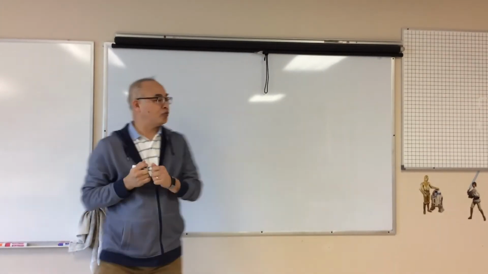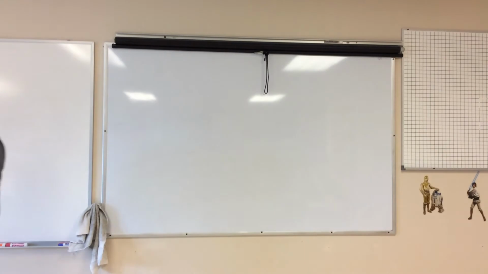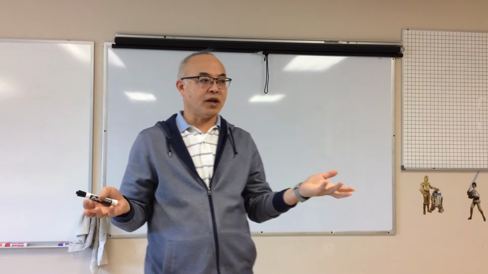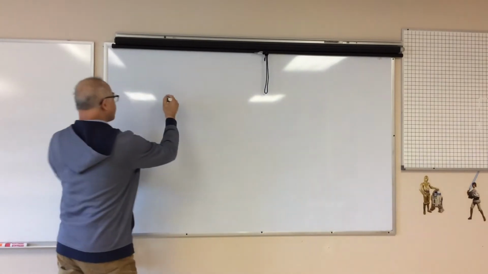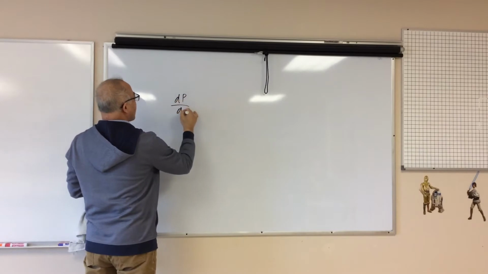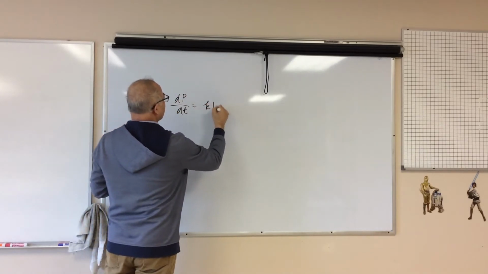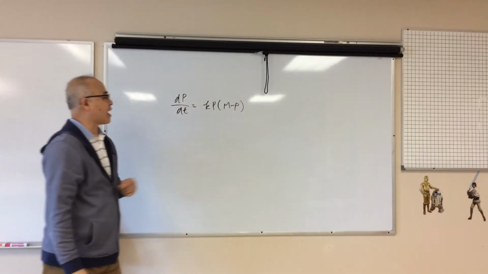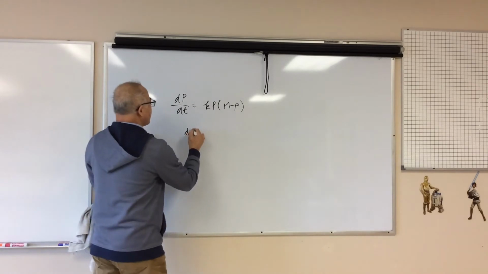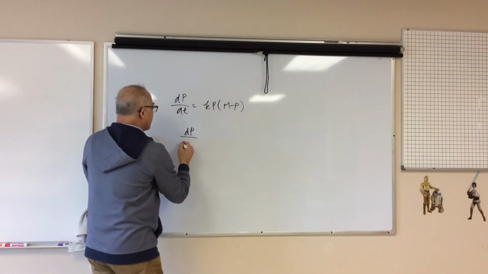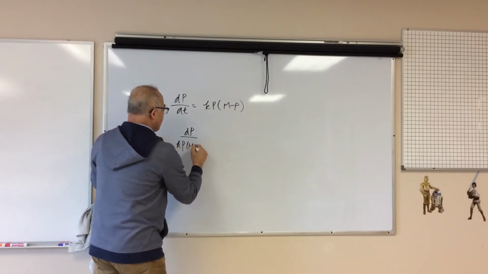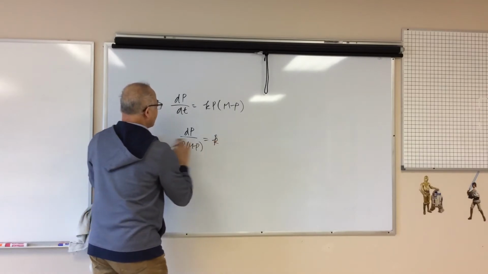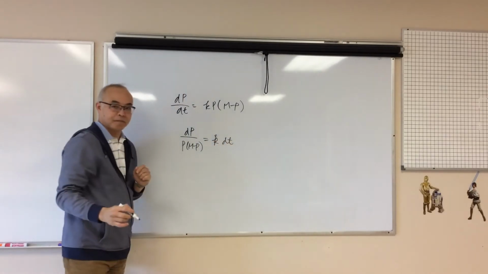So today we are going to finish up. What did we do last time? We did partial fractions, right? And the reason we did partial fractions is that we knew we were going to have to solve this equation. In order to solve it, we end up with dP over kP(N minus P) equal to, well, leave the k there, dt.